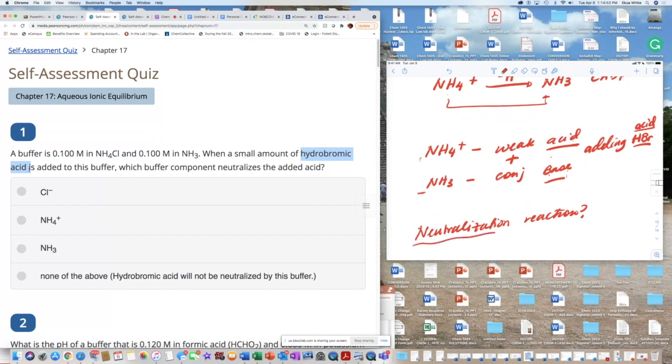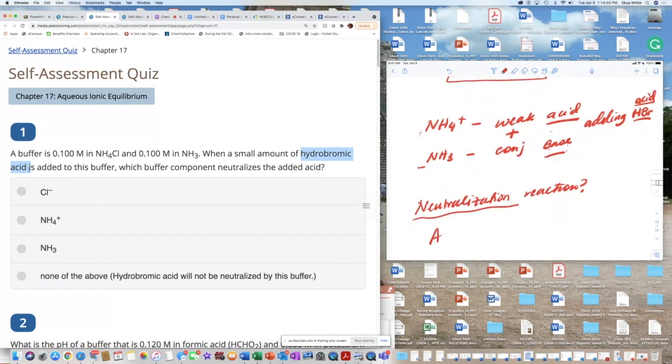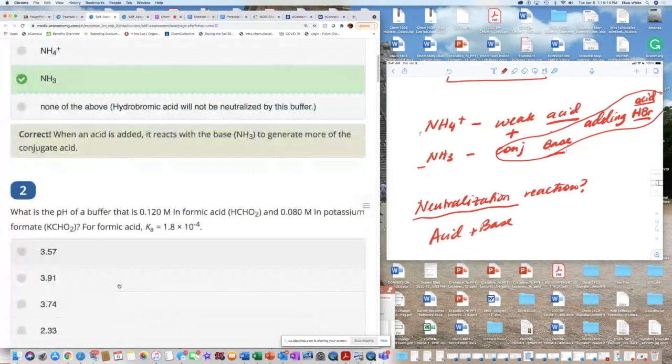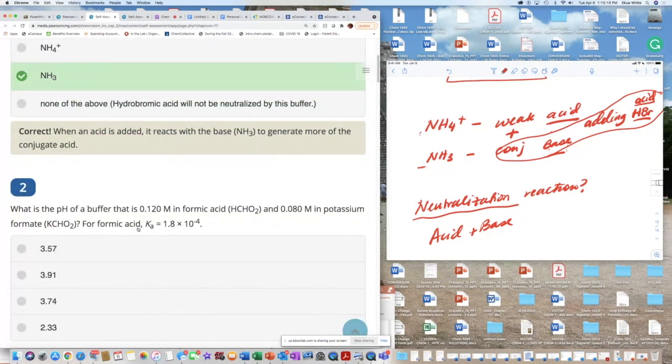Yeah. Neutralization reaction by definition is an acid-base reaction, right? So if this acid is being added, the base is the only one that can neutralize it. So our base is this. Yay! When an acid is added, it has to react with the base component to generate more conjugate acid. Then here we have, oh, they want the pH of a buffer.